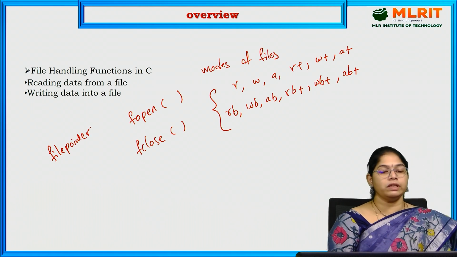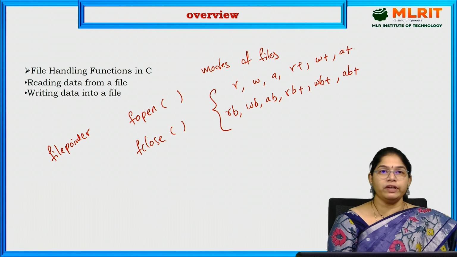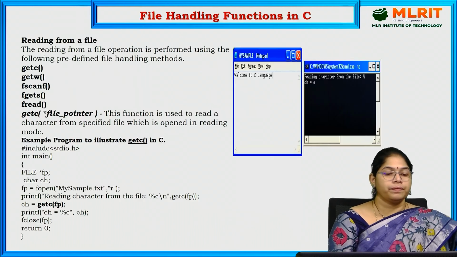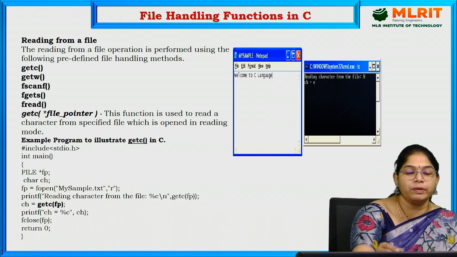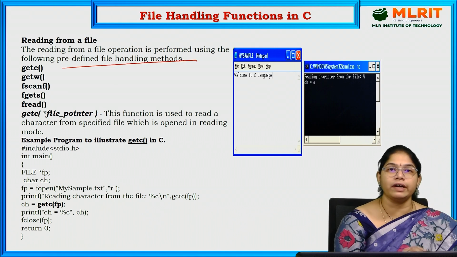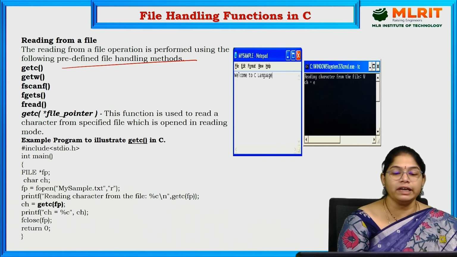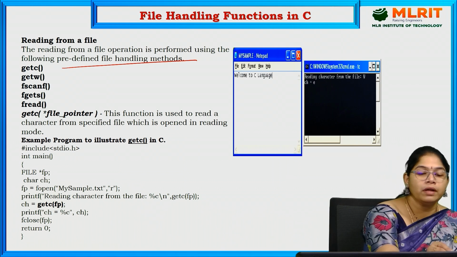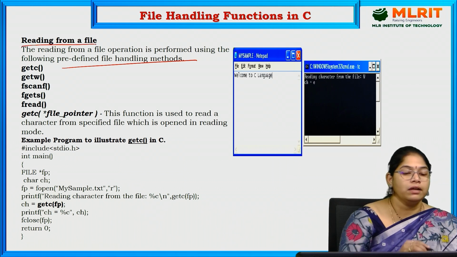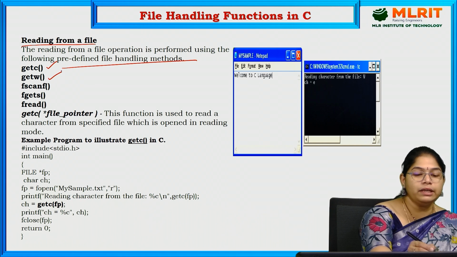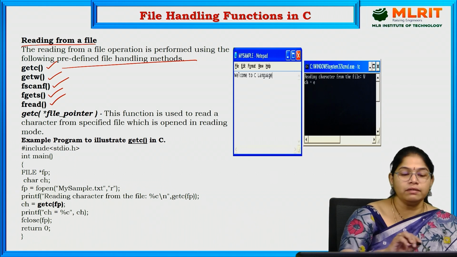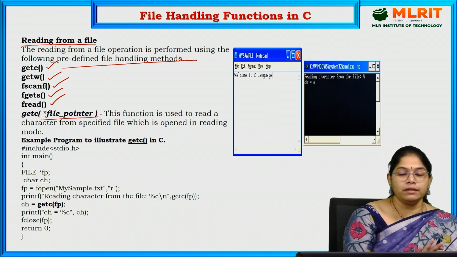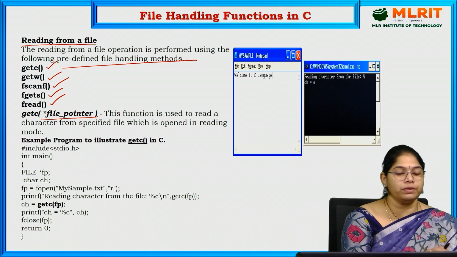In today's session, we'll discuss reading data from a file, reading operations on files. The reading operation is performed using predefined file handling functions. Those are getc, getw, fscanf, fgets, fread. To fetch a file, we need a file pointer. Always we need a pointer that is of type FILE.